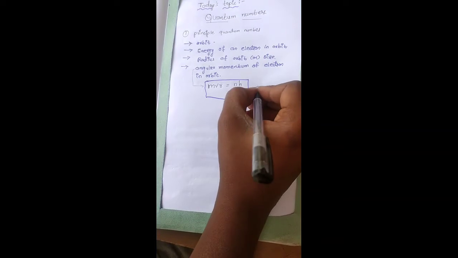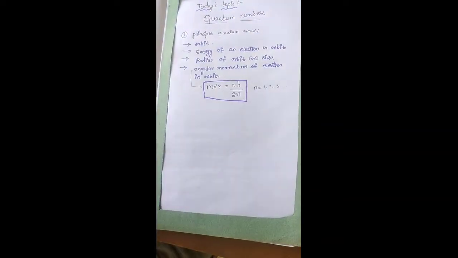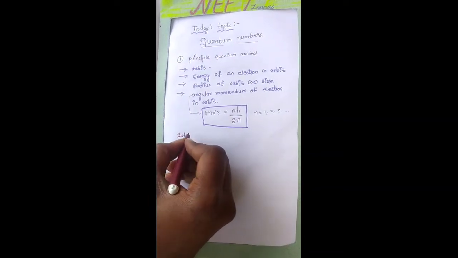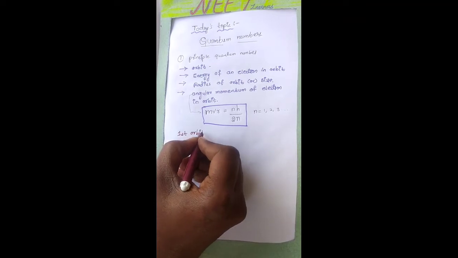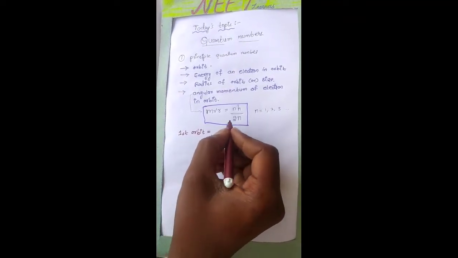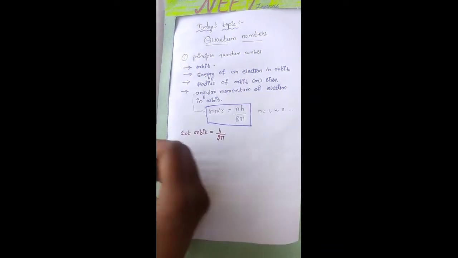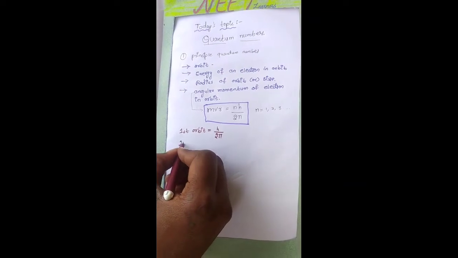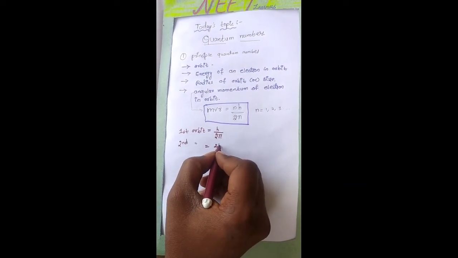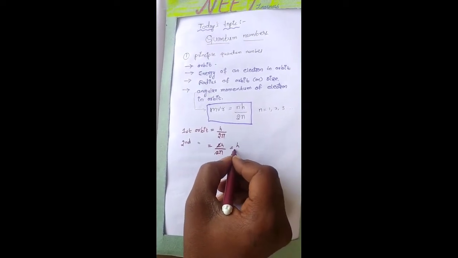Let's take n equal to 1, 2, 3 and so on. We will take the first orbit. First orbit means n is equal to 1, so it is h by 2 pi. And the second orbit, 2h by 2 pi, the 2s cancel, and this is equal to h by pi.